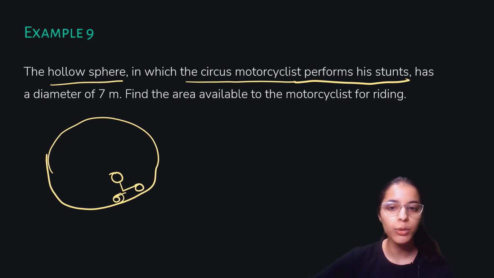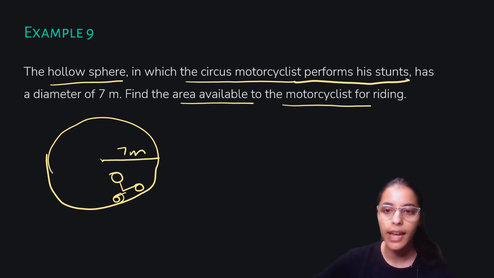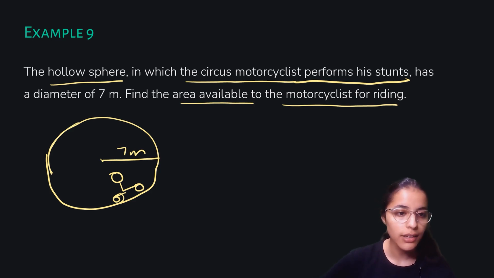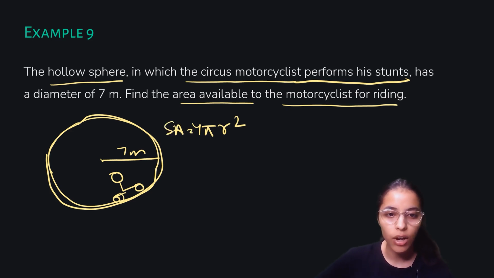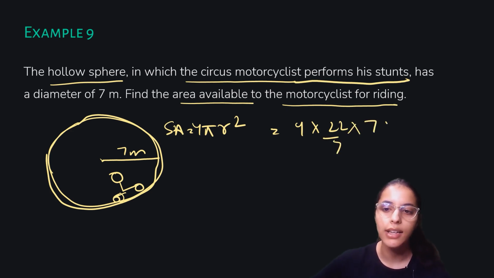So there's a circus motorcyclist and he performs his stunt inside this hollow sphere, and it has a diameter of 7 meters. We have to find the area available for motorcyclists to ride. That is, we have to find the surface area of this sphere, right? Because the area of the sphere is the area on which motorcyclists ride, as it is given over here. So now to find the area, we simply have to do 4 pi r square, which is our surface area of a sphere. So 4 into 22 by 7 into r.